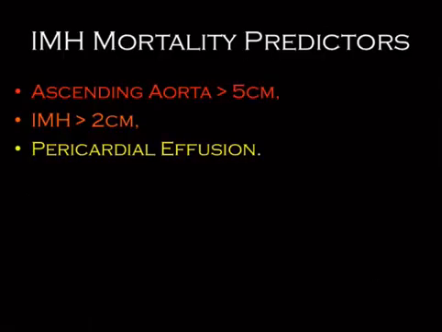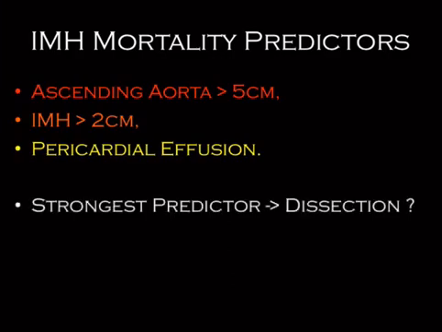So what are some of the mortality predictors? Bigger, so if you have an aneurysm, that's obviously you've weakened the wall here, so it's more likely to rupture. The thickness of the hemorrhage, the presence of a pericardial effusion, which means it's bleeding down into the heart.